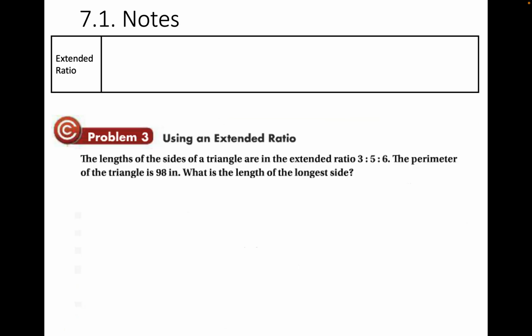All right, we've talked about ratios. What is an extended ratio? Well, again, a ratio is a comparison of 2 quantities by division. An extended ratio is simply a comparison of 3 or more numbers. So for example, you could have A to B to C.